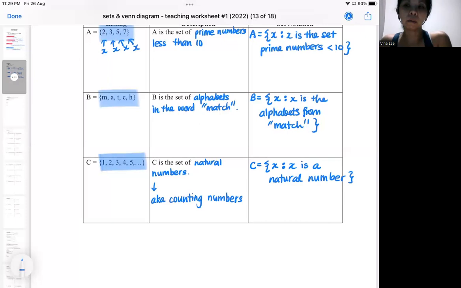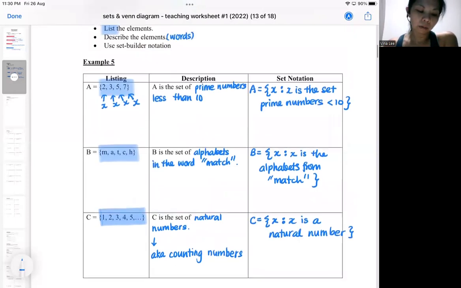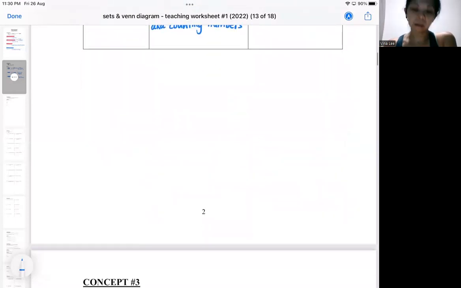So you're dealing with a variety of elements, depending on the description, and the description can be in words or set notation. And when you are asked to list elements, you've got to list them with the curly bracket. So you've got to put the elements in the curly bracket, because during exams, a lot of people don't put curly brackets.